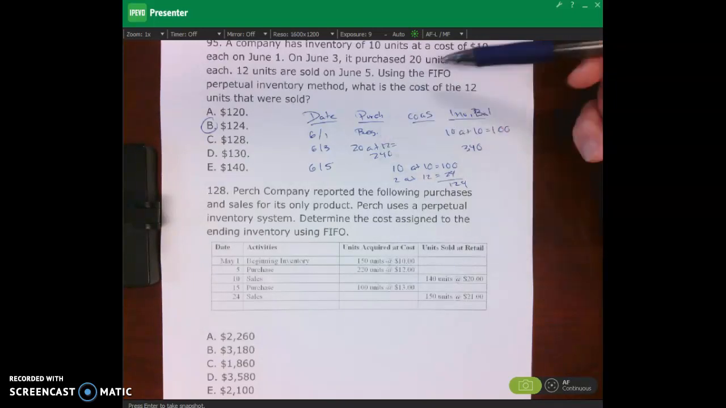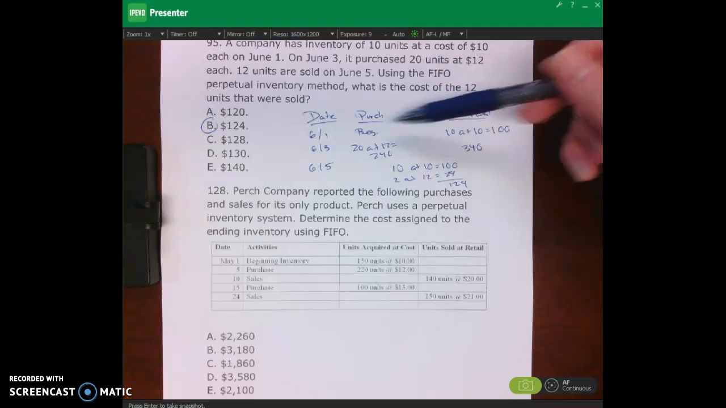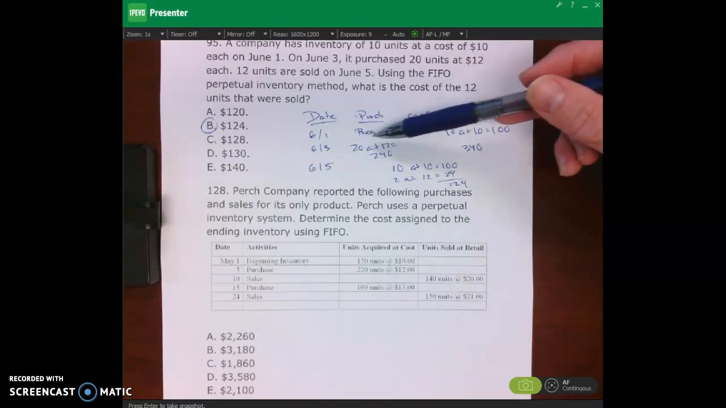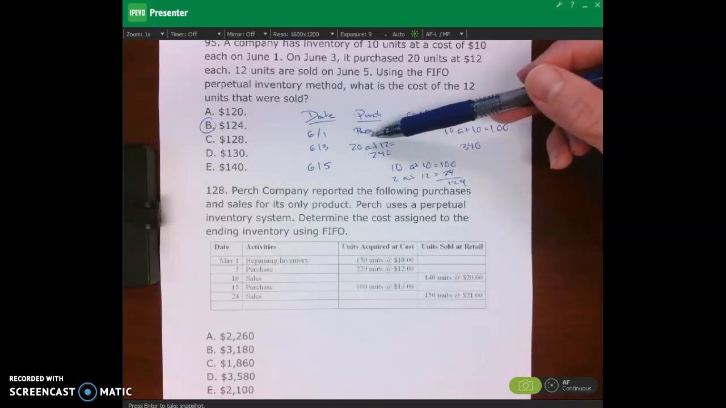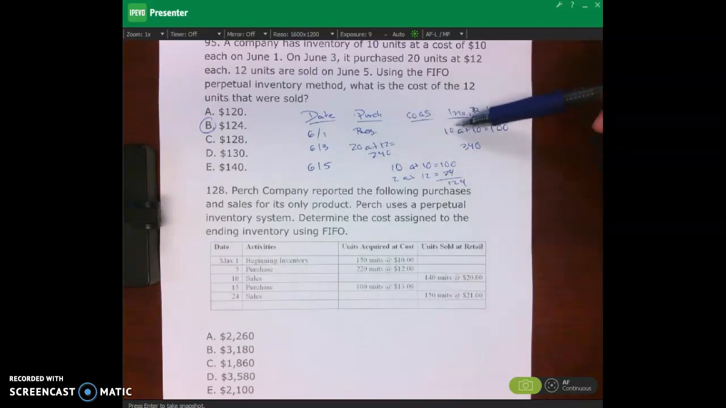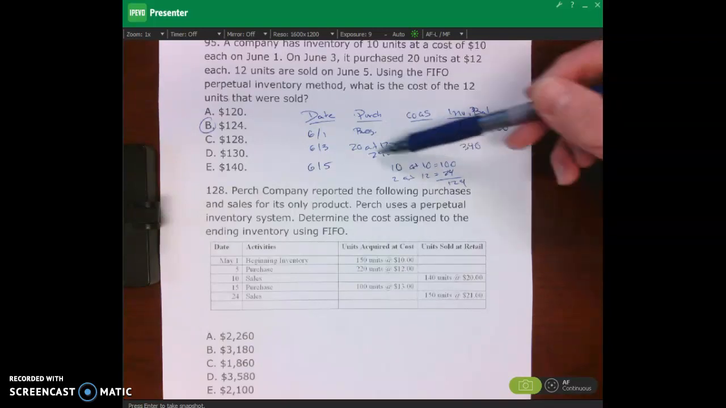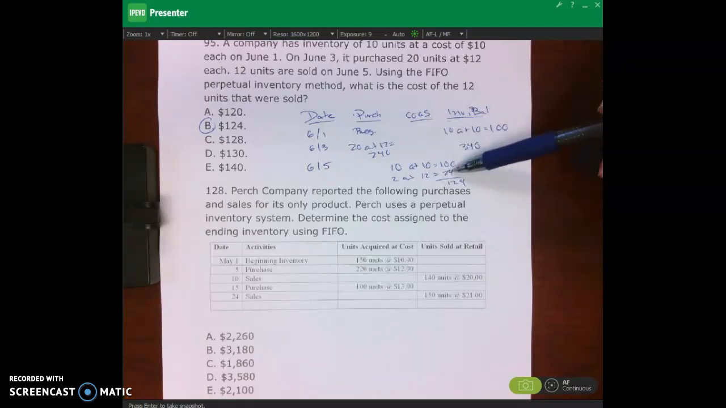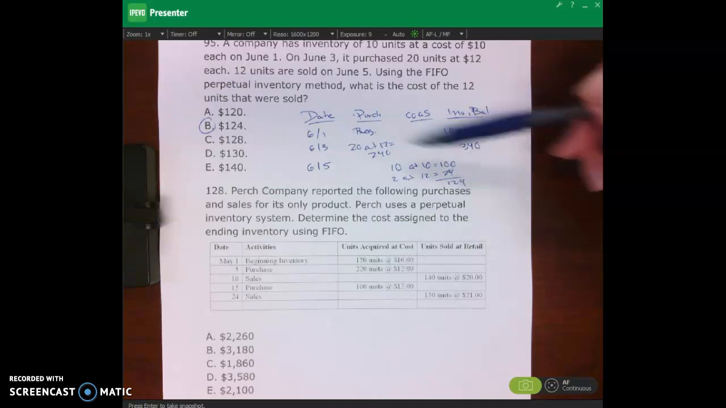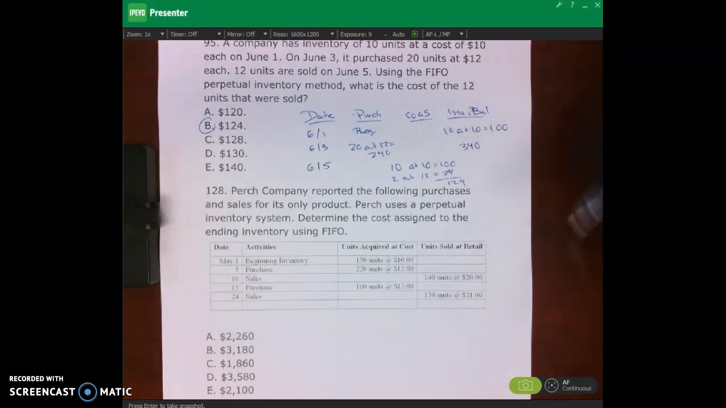Well, since we're using first in, first out, we start with the oldest ones, right? The ones that we acquired first are the ones that we sold first. Which ones did we acquire first? The beginning inventory. 10 at the 10 is 100, and then we work our way down. We did 2 at the 12 for 24. Add those two together. 124 is the cost of the unit sold right there.